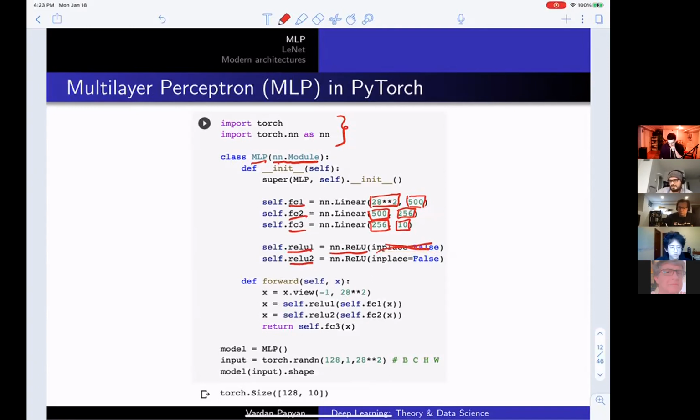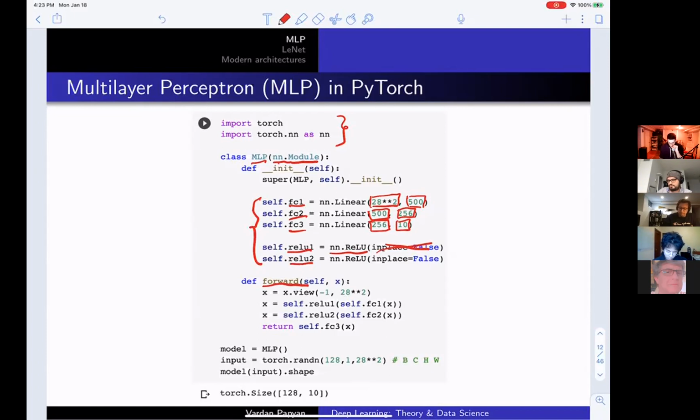Now, all of this is basically defining a bunch of modules which are being saved in self. You can think of self as the object. So you store in the object a bunch of different modules, and then you must define a forward function. The forward function is applying the network on an input X, right? So what do we do with an input X?